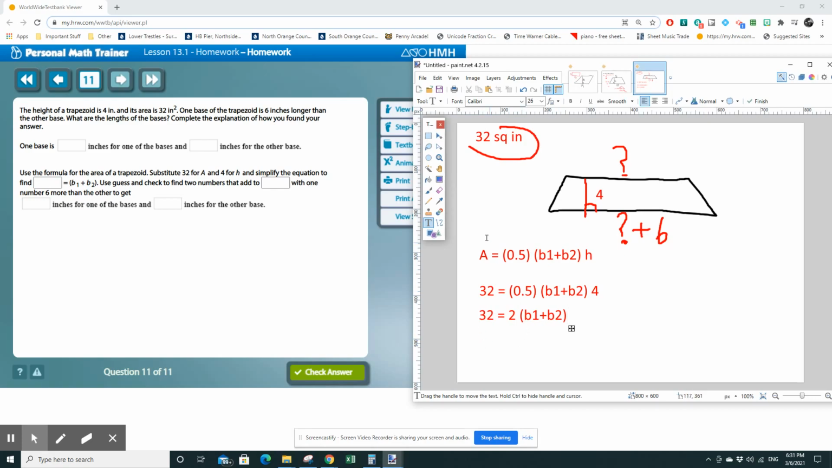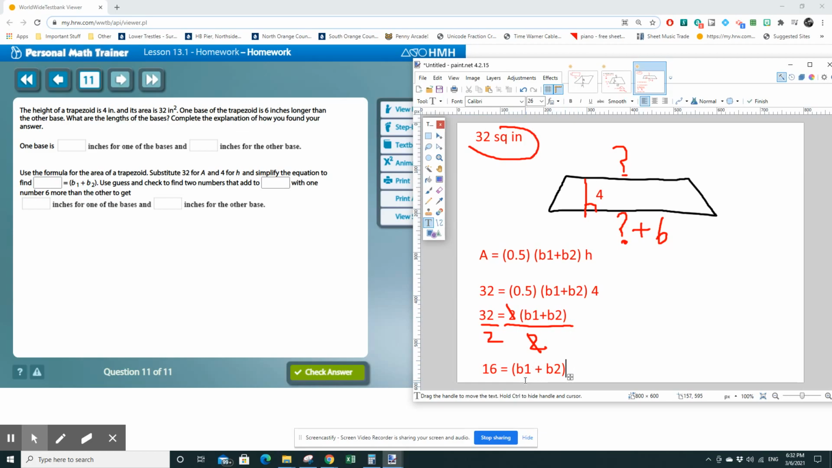Now, the rules of algebra tell us that we can actually get this parentheses thing by itself if we get rid of this 2. And we get rid of this 2 because it's being multiplied with that parentheses by dividing by 2. If we divide by 2, it crosses off. Divide this by 2, and then we end up with not 32, but 16. So 16 equals base 1 plus base 2.